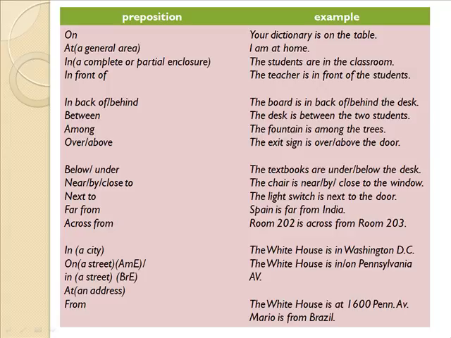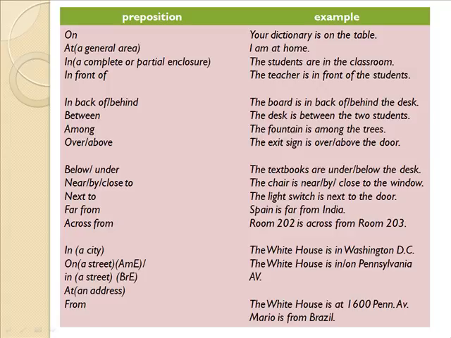Near, by, close to: the chair is near the window. The chair is by the window, or the chair is close to the window. Next to: the light switch is next to the door. Far from: Spain is far from India. Across from: Room 202 is across from room 203.